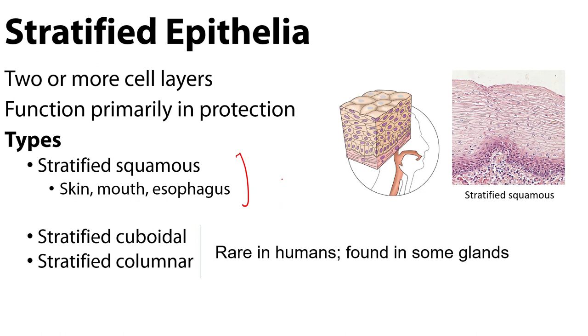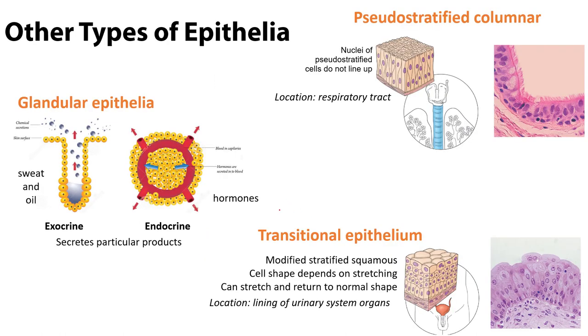Okay, the other thing to point out is that when you talk about stratified epithelium, we name it after the very, very top cells. So there are situations when we have cuboidal or columnars, but then there are some layers of the squamous, and so that would still be stratified squamous. Okay, and the stratified cuboidal and columnar, that's pretty rare in us. We only find it in a few glands, like the one I know about is the ureter and the penis.